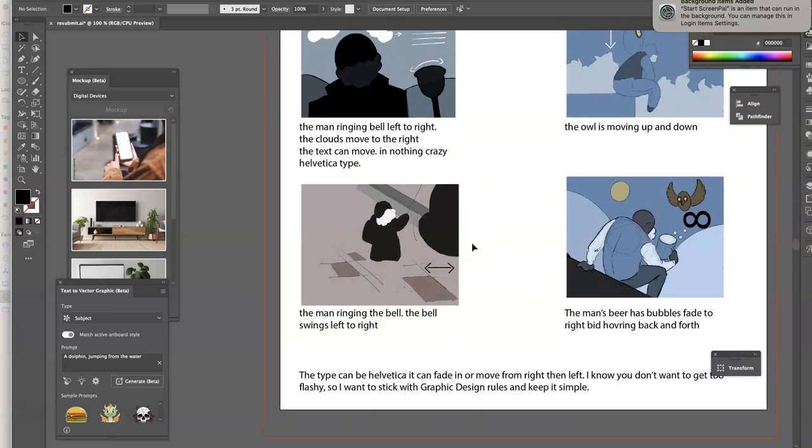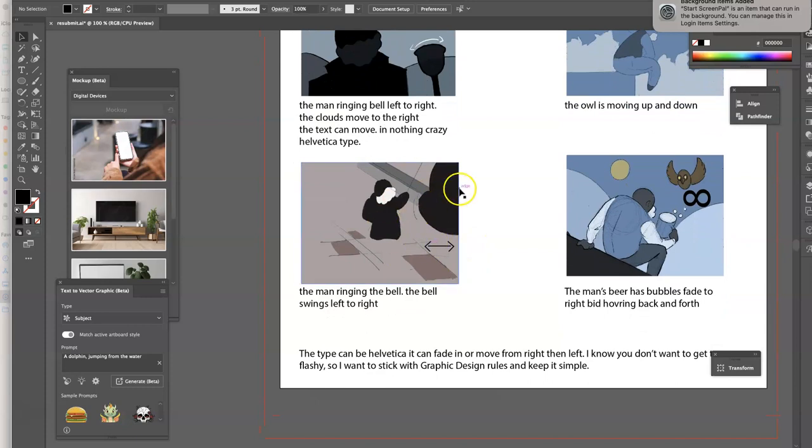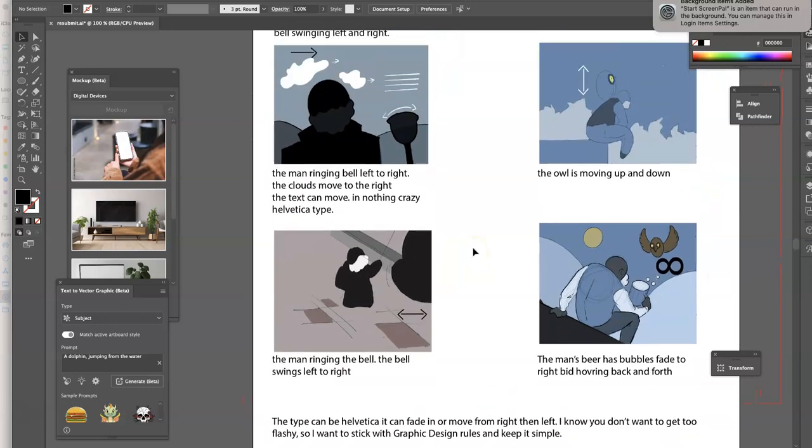And then this one here, I was thinking of just having the man at a different camera angle ringing the bell. And I could still have the bell ringing from left to right. I think all this would definitely work.